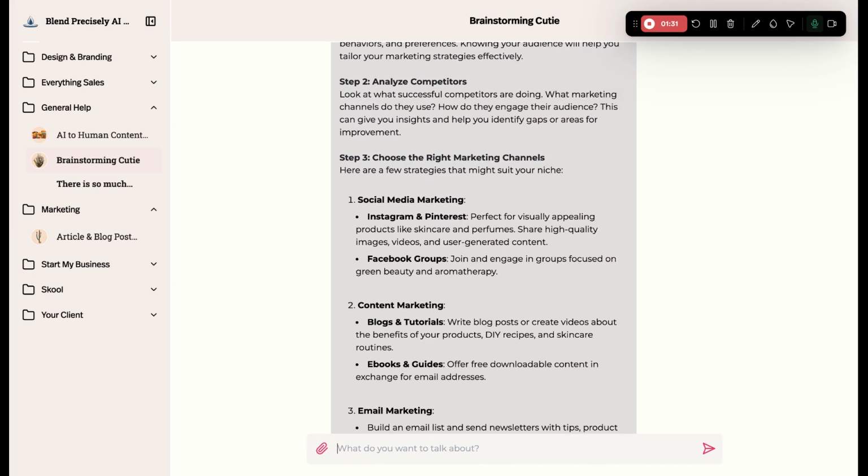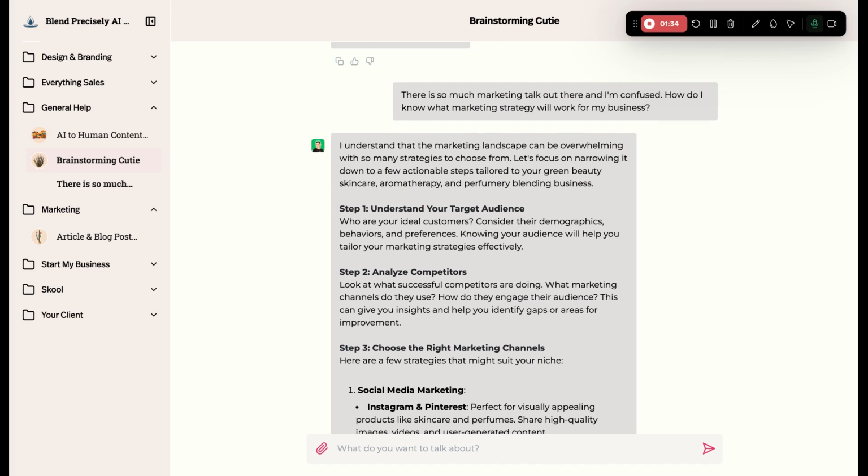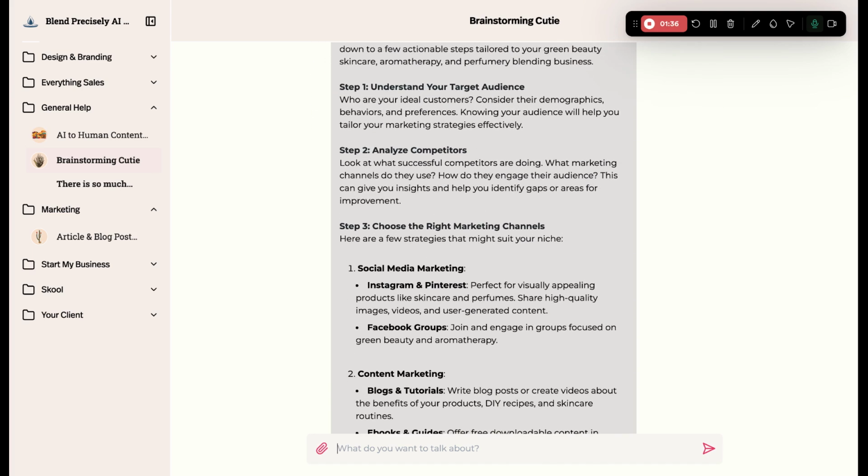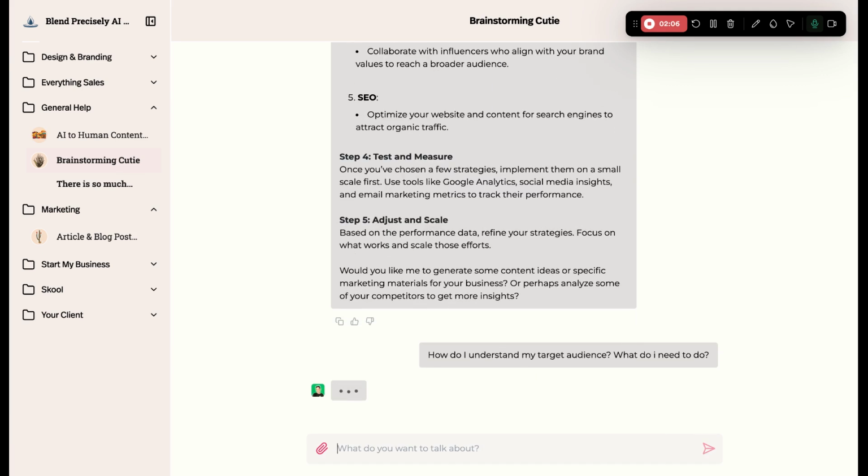So it's not really rocket science, any of this, but sometimes we just need to know how can we actually proceed from where we are or with our ideas. So for example, let's say understanding your target audience. So I would say, okay, how do I understand my target audience? What do I need to do? Let's see what it says.